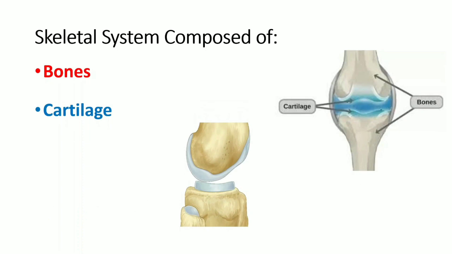Our skeletal system is not only composed of bones, but there are various things which combine together and make the whole skeletal system. So let's see what kind of things the skeletal system is composed of. First one, definitely, is bone. Second one is cartilage.